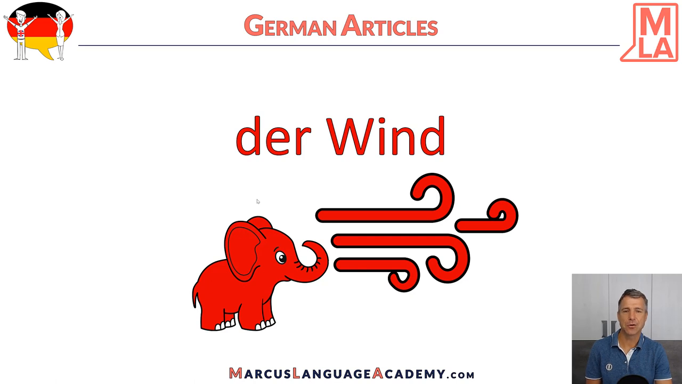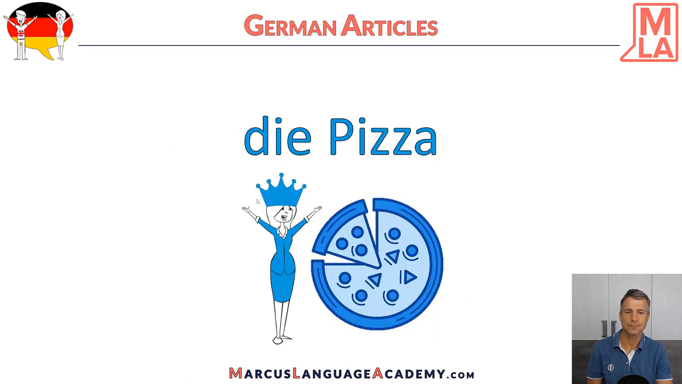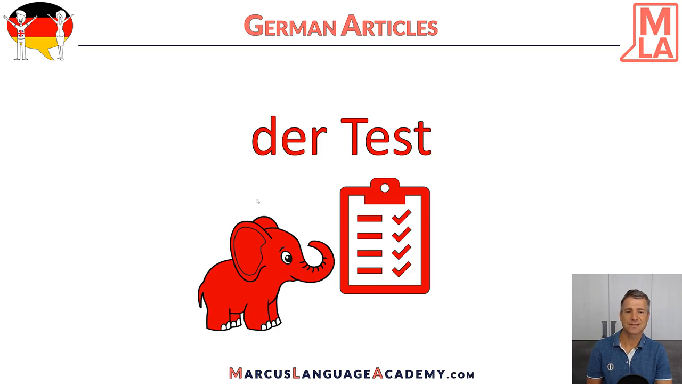Der Wind. Obviously, the elephant makes a lot of wind with his breath. Das Restaurant. The alien wants to try food, so he goes to the restaurant. Die Pizza. The favorite food of the princess is pizza. Der Test. The elephant takes a test to see how intelligent he is.